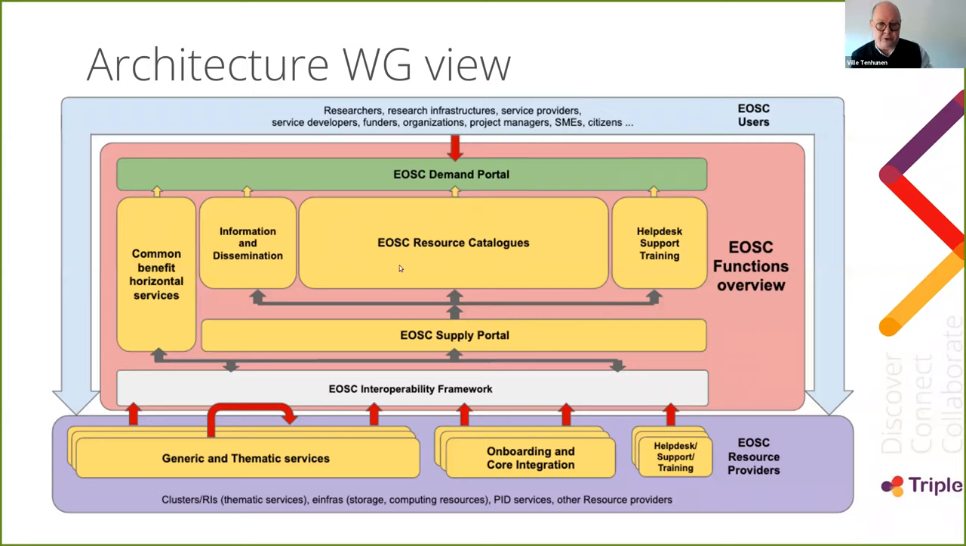Then there will be different kinds of resource catalogs for the data, services and other assets. And then information and dissemination, that is, how to get information and so on. Then the common benefit horizontal services here are those services, for example, storage or computing services or analyzing and so on. It means that when we have these users, we have to have those service or resource providers, which means that they have to conduct these basic functions, and this portal and backend structure, some portal way, because they also have to deliver the information, because it comes from somewhere to the catalogs.